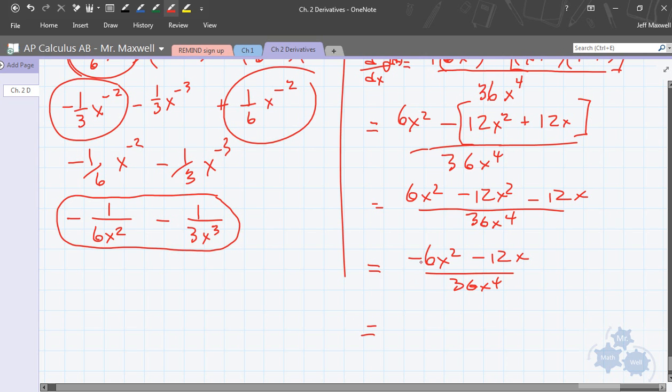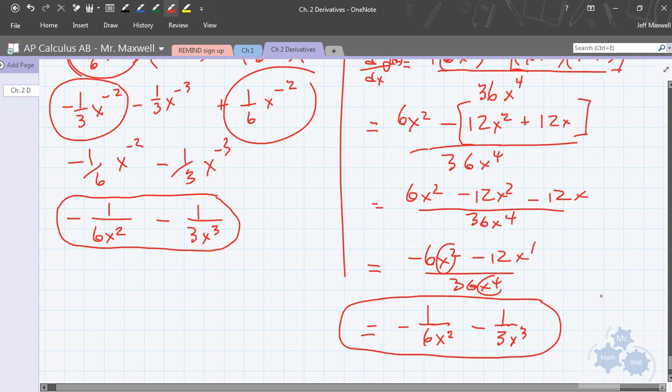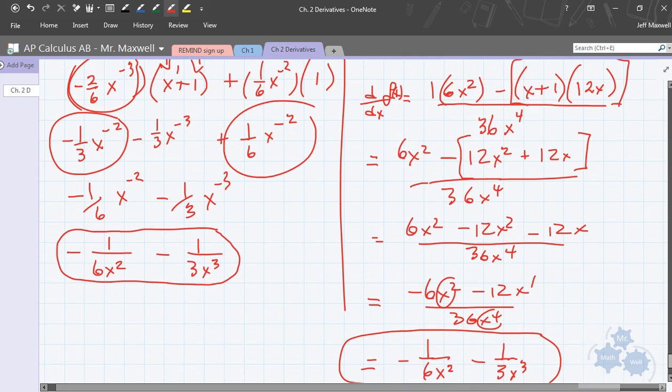And so what is negative 6 over 36? That's negative 1/6. And we have x squared over x to the fourth. It's x squared on the bottom. Then we have minus 12 over 36 is 1/3. And x to the 1 divided by x to the fourth is x cubed on the bottom. And so here we have the exact same answer using that quotient rule. Okay? Quotient rule.